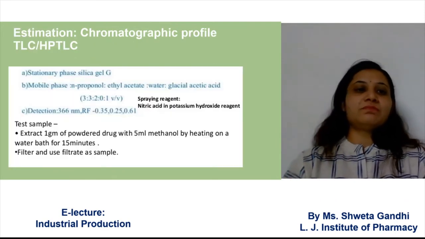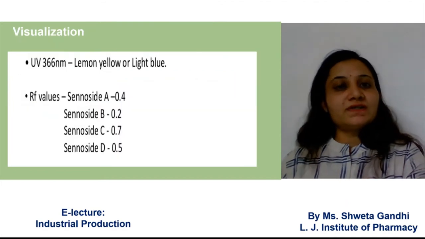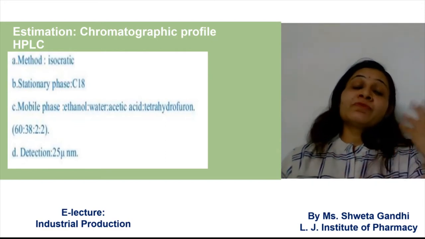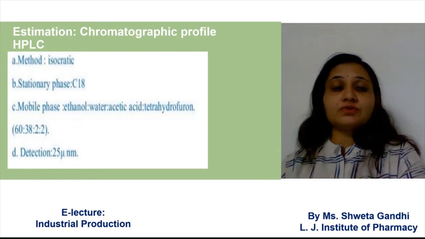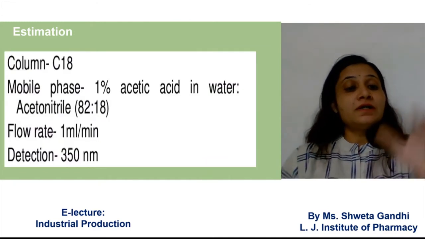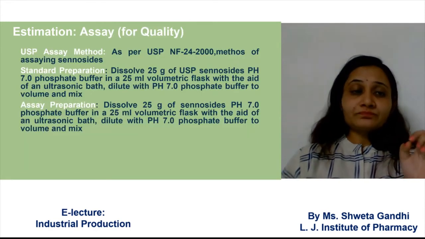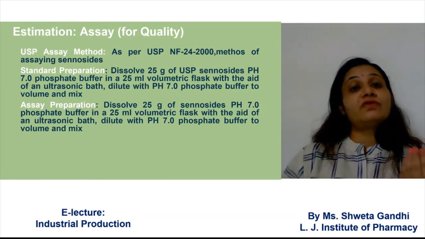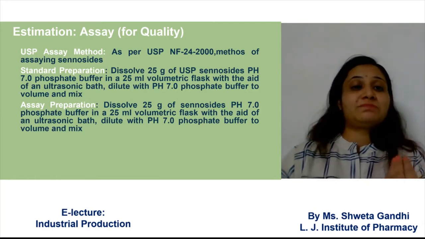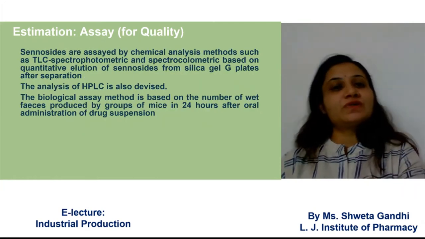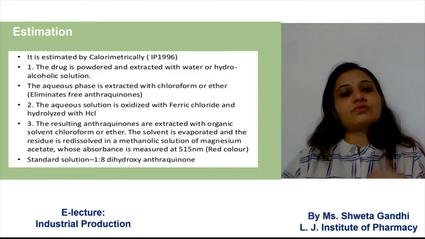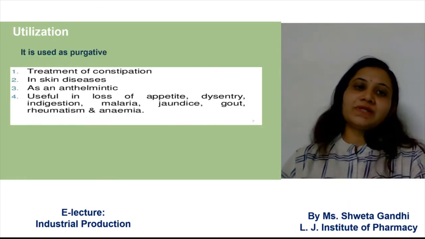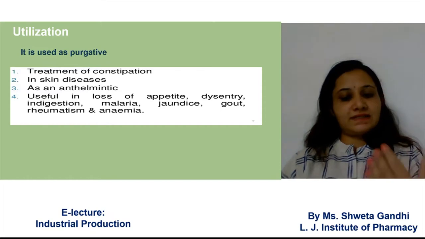Now the estimation: the same TLC and HPTLC methods can be used for sennosides. For HPLC estimation you note the chromatographic conditions: which column we are using, which stationary phase is used, detection with UV detectors, and the flow rates. So you have to note the estimation also. There are different methods; for example, if there is a specific pharmacopoeial method, for sennosides the USP assay method is there, so you need to mention the USP assay method. Estimation can also be done by colorimetry according to IP 1996. The utilization is as a purgative, in skin diseases, and as an anthelmintic.